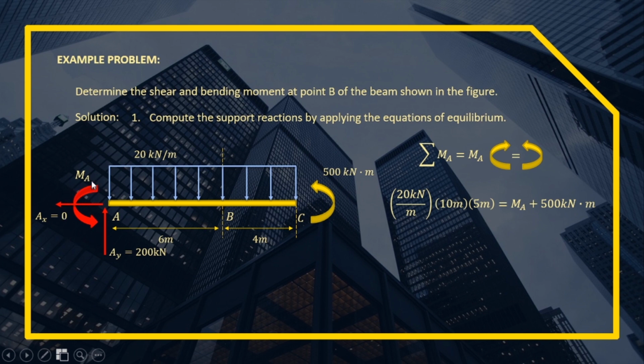And our assumption for MA is that it is counterclockwise. So, MA plus 500. Let's simplify. 20 times 10 times 5 is 1,000. When we move the 500 to the other side, it becomes negative. So 1,000 minus 500 is equal to 500 kN-m. When we get a positive result, it means our assumption for the direction of MA is correct. So its direction is counterclockwise.